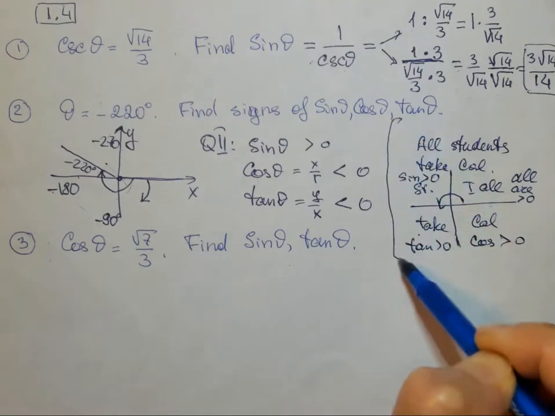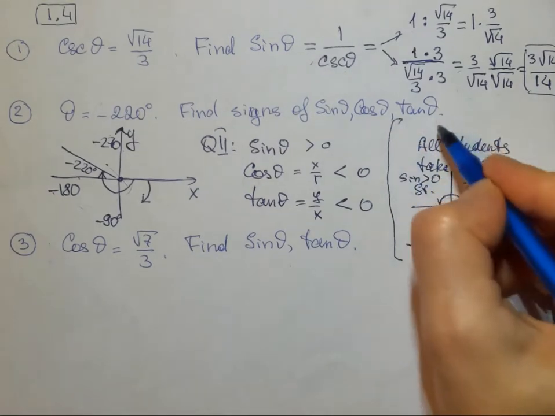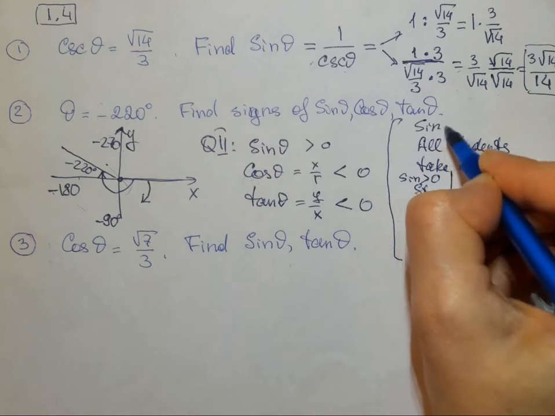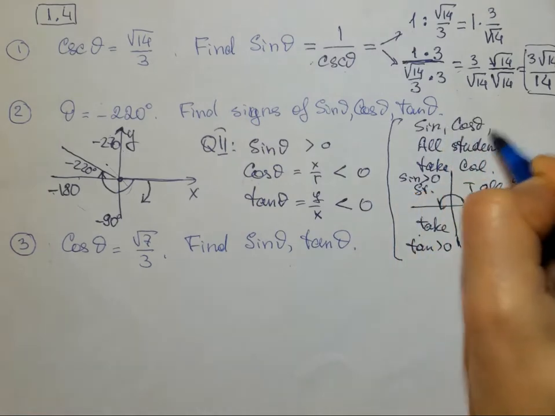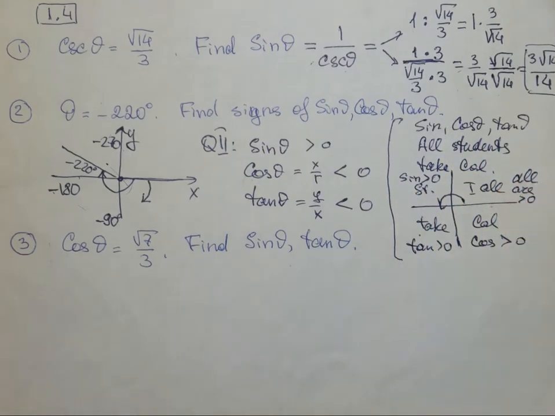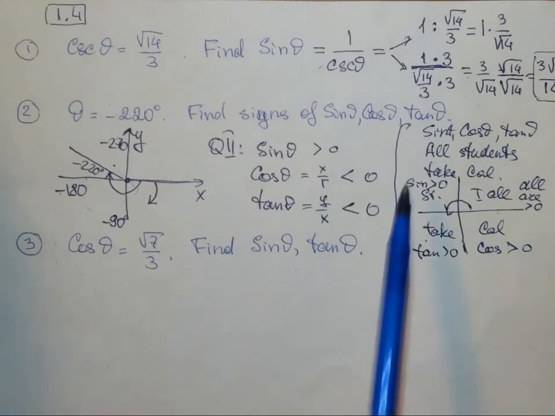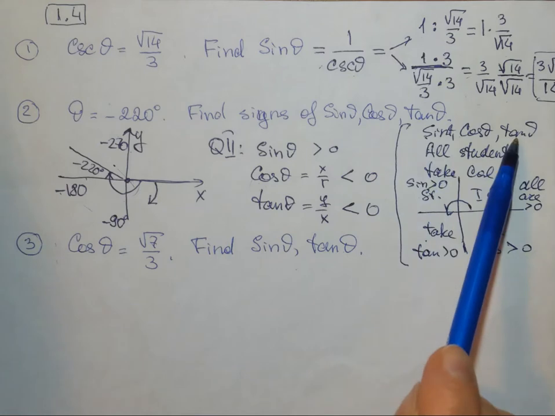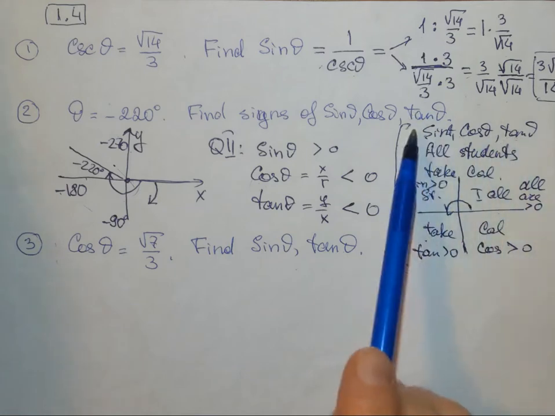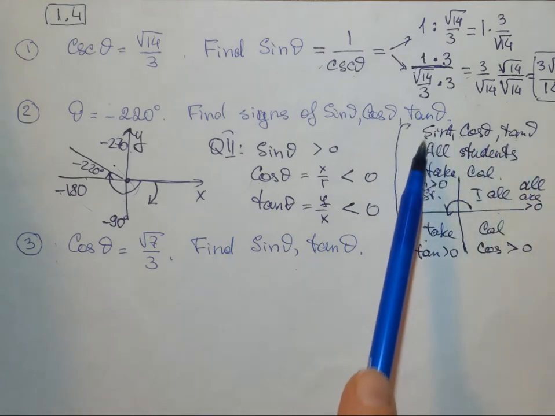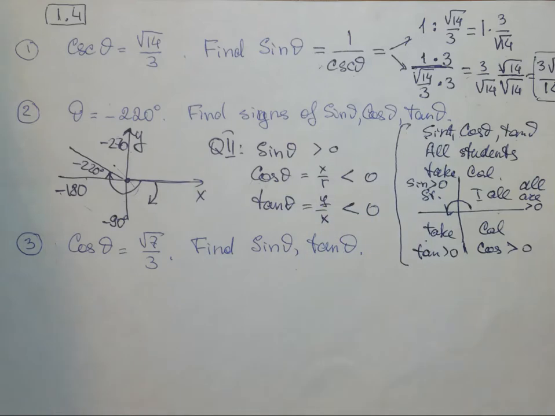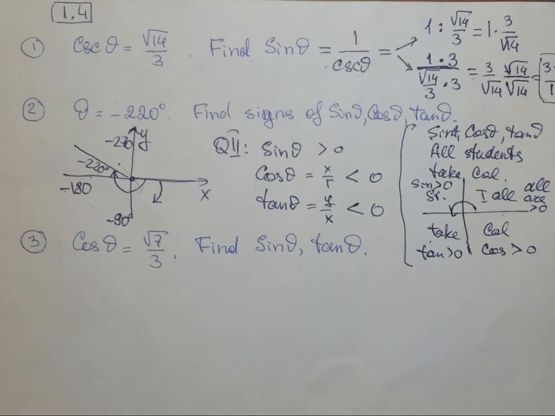For this rule, we only consider three functions: sine, cosine, and tangent of theta. So the reciprocals like cosecant, secant, and cotangent always have the same sign. The sine and cosecant have the same sign, cosine and secant have the same sign, tangent and cotangent have the same sign, either both positive or both negative.